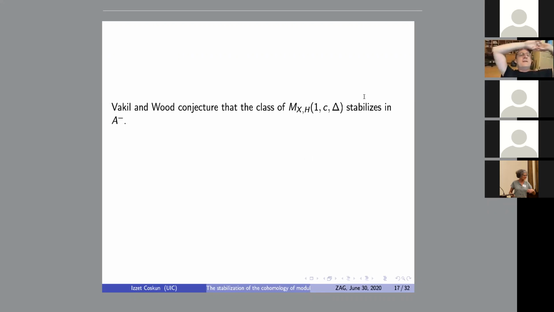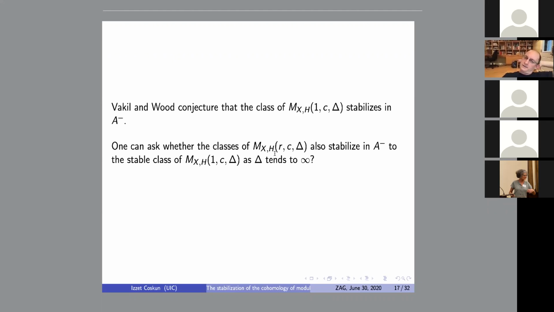I don't know whether to believe this conjecture or not, but assuming that you believe it, you can ask whether the same thing happens for higher rank moduli spaces, right? You can ask whether the classes of these moduli spaces will also stabilize to A minus, and whether they stabilize to the same thing as the rank 1 case stabilized to. Okay? Maybe I should remark that in the case of rational surfaces, this conjecture is known, but I believe even for things like K3 surfaces, this conjecture is not known.